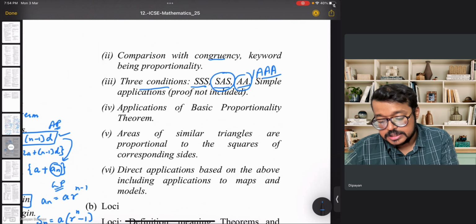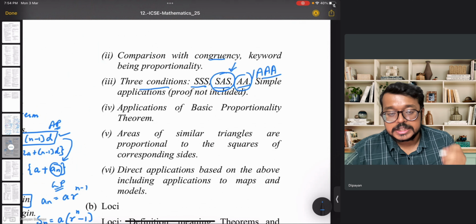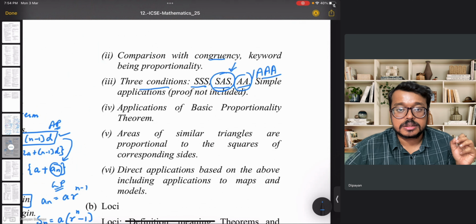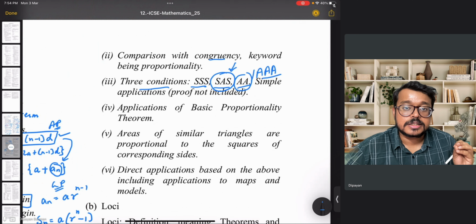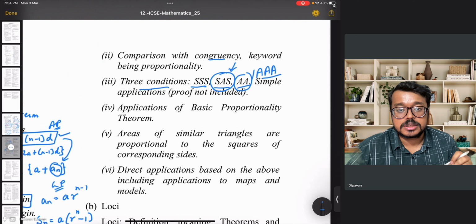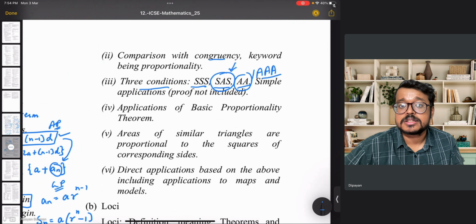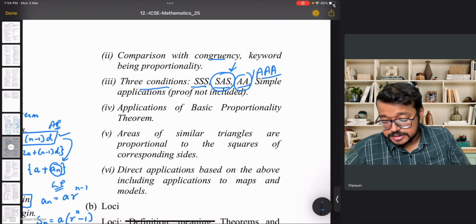Then for SAS, it's important to know that the pair of corresponding angles which are equal are supposed to be in between the sides which are proportional. If it is any other angle, then that is not SAS.